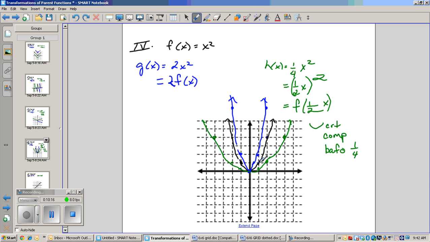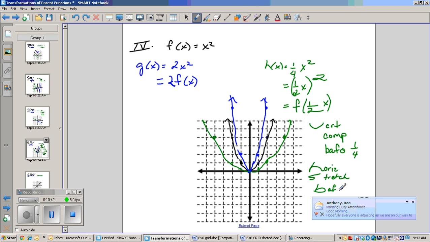Or it got wider, didn't it? By what factor did it get wider? 1 became 2, 2 became 4. It's a horizontal stretch by a factor of 2.